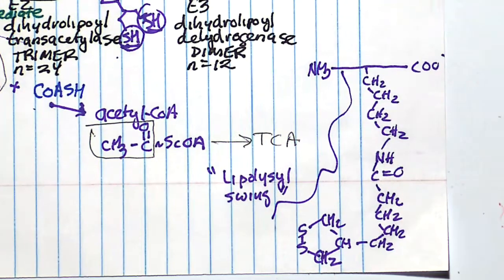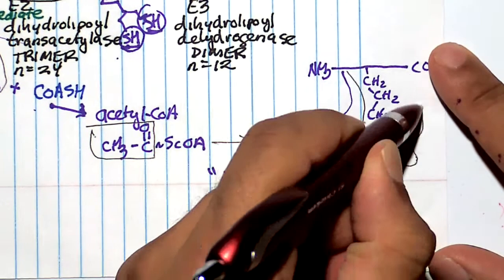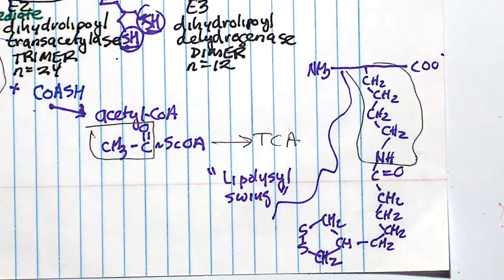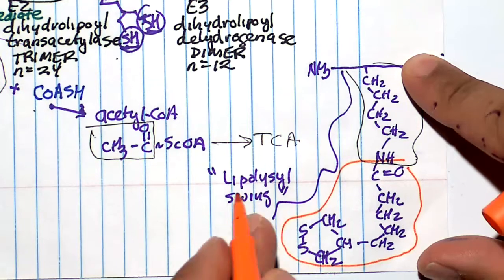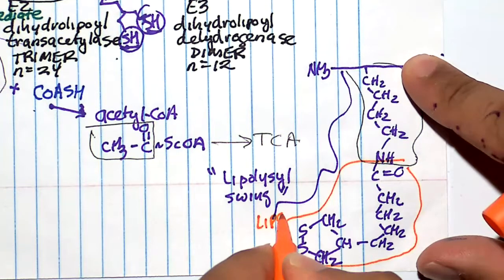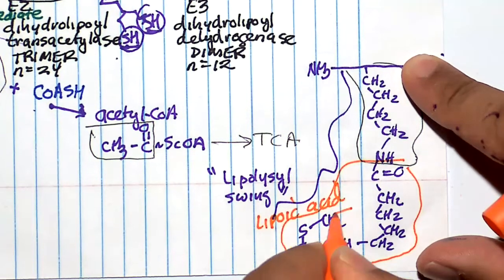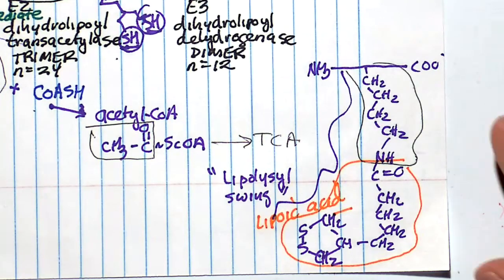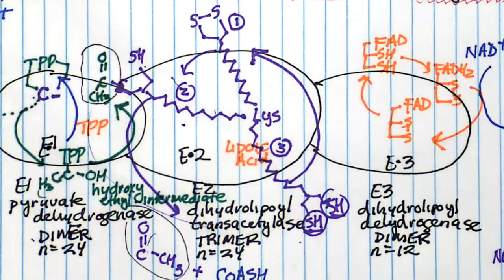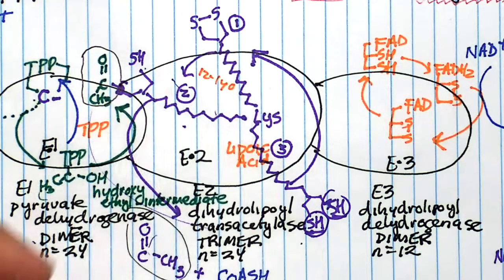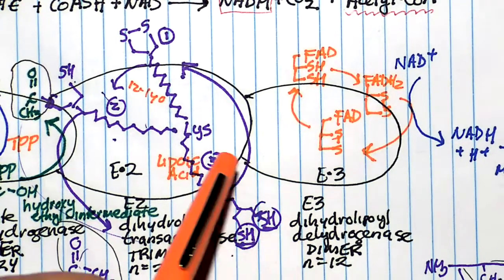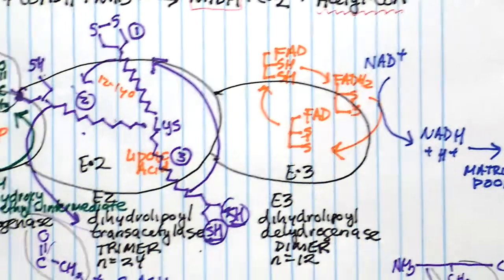Okay, so here's the side chain of lysine, and then on top of that you have this lipoic acid that is a part of E2. So lipoyllysyl arm, lipoyllysyl swing, however you want to call it, it's about 12 to 14 angstroms long, and it's going to carry acetyl groups. All right, and then E3 just transfers those electrons back to the final product, NADH.